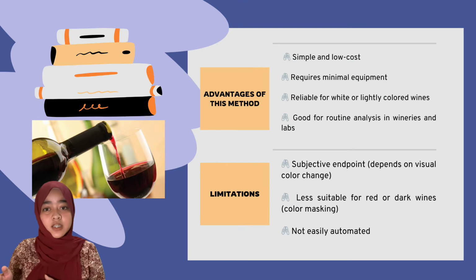This method is easy to perform as it is low cost and works well with white or light colored wines, making it ideal for routine analysis. However, it also has some drawbacks. The color change is subjective, making it less precise. It is not very suitable for red wines because their color masks the indicator, and it is hard to automate, which limits its use in larger labs.